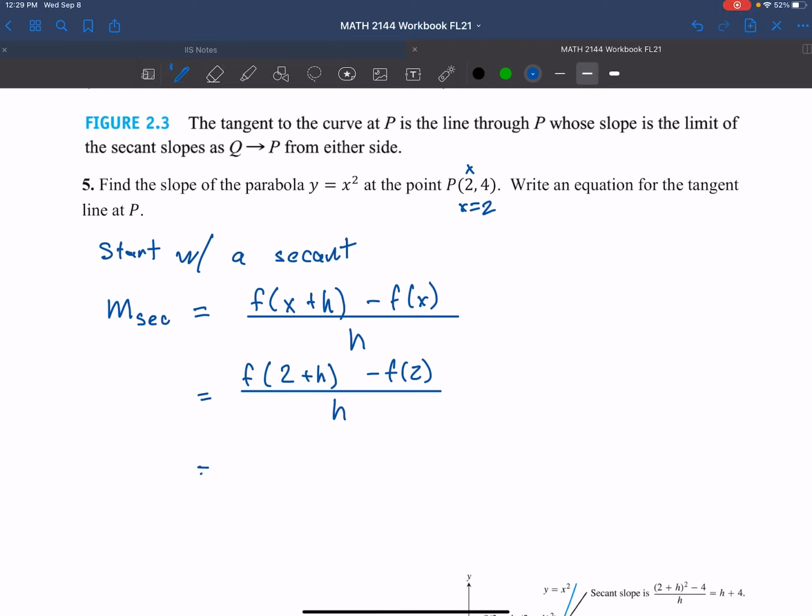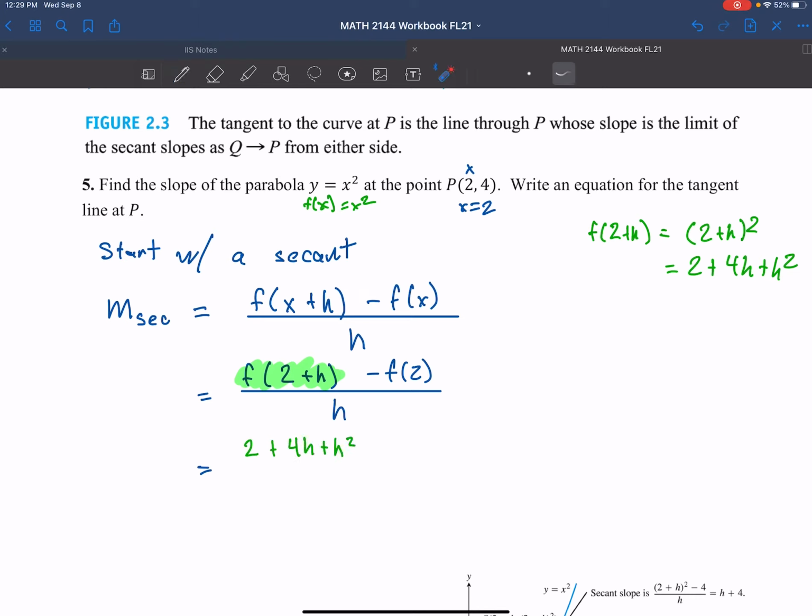I'm going to color code this a little bit. This part I'm going to do in green. Depending on your comfort level, you may choose to do this off to the side so things don't get cluttered. This 2 plus h is going to be plugged into our given function, f of x equal to x squared. So this is 2 plus h squared, which is 4 plus 4h plus h squared, remembering to multiply by itself, not just distribute the square.